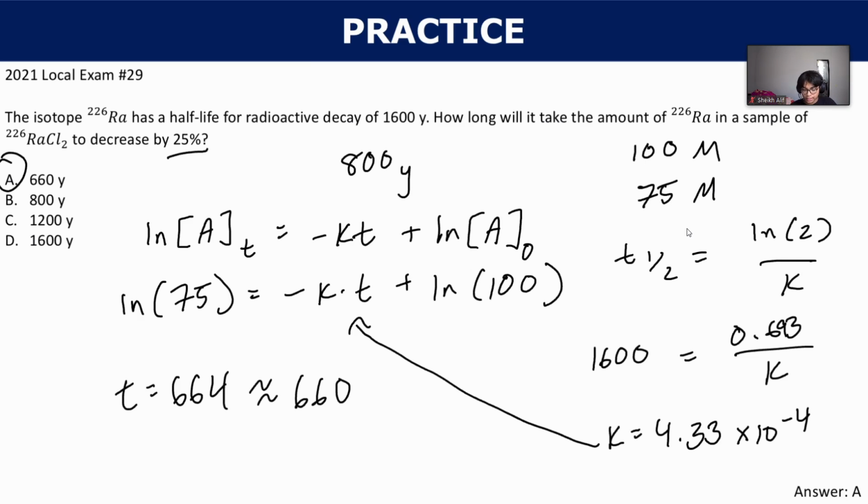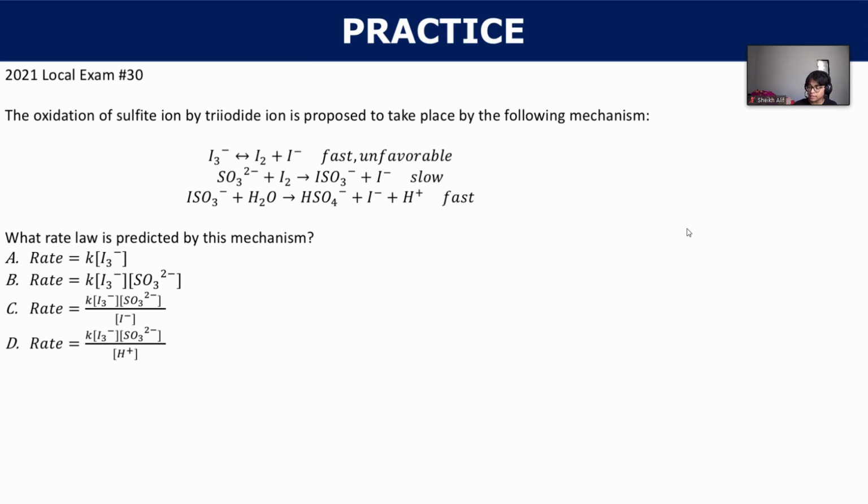Let's move on to the last question, which tells us that the oxidation of the sulfide ion by blah blah blah is proposed to take place by the following mechanism. What is the rate law predicted by this mechanism? Well, remember, we first have to look at the slow step and write down the reaction rate for the slow step.